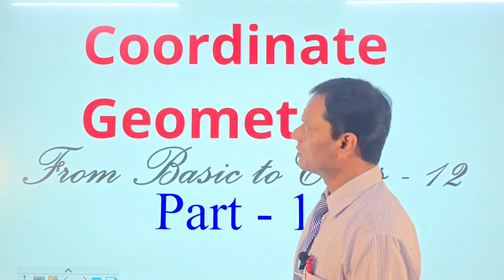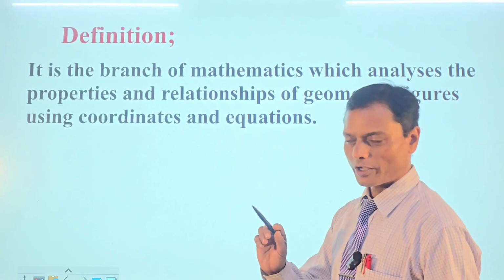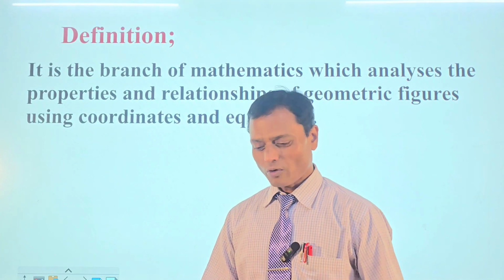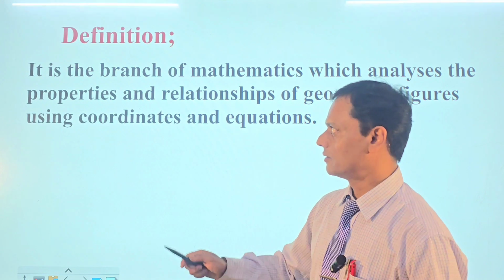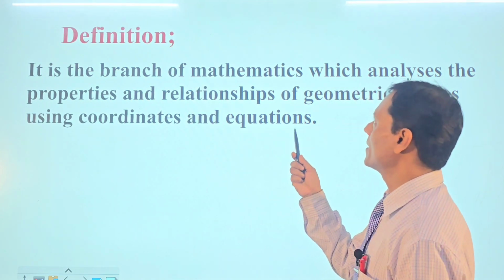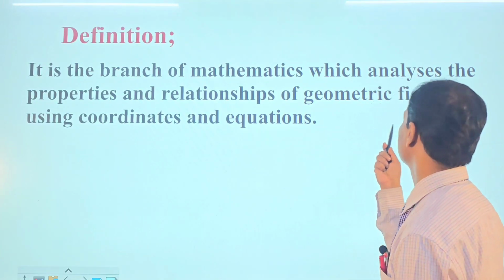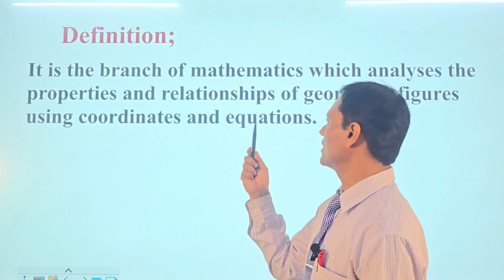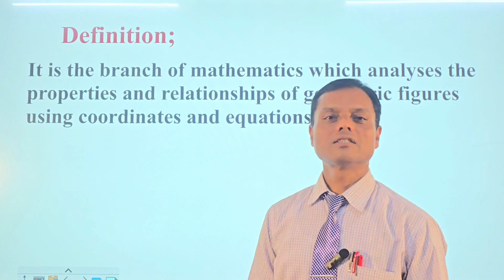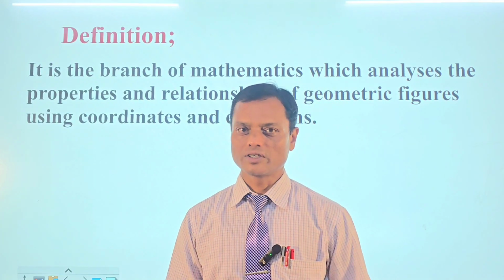So first of all, the definition. What do you mean by coordinate geometry? It is the branch of mathematics which analyzes the properties and relationships of geometric figures using coordinates and equations. So that's the definition of coordinate geometry.